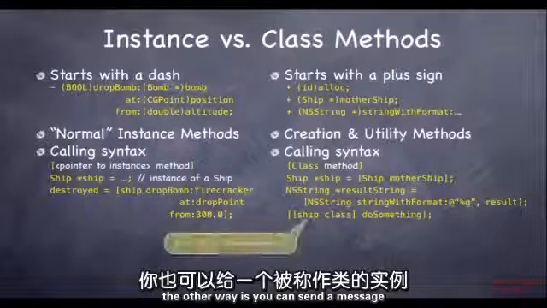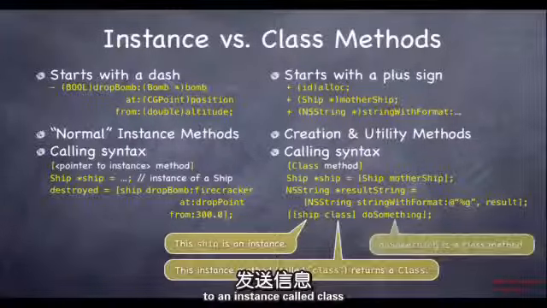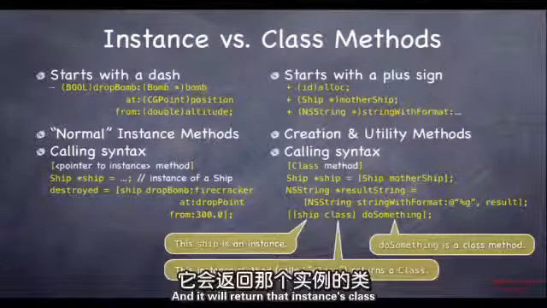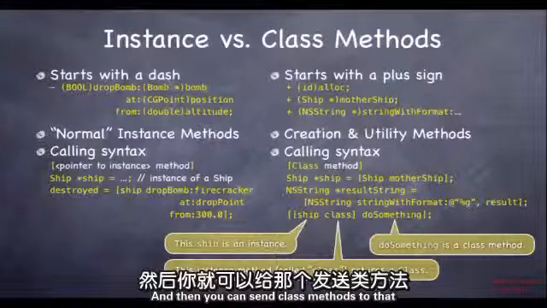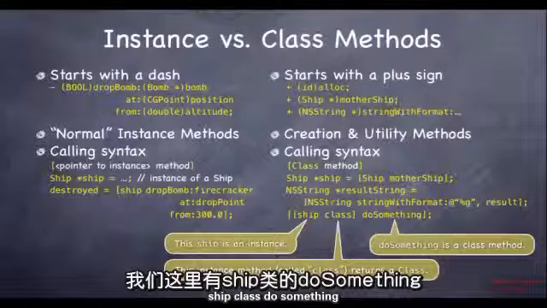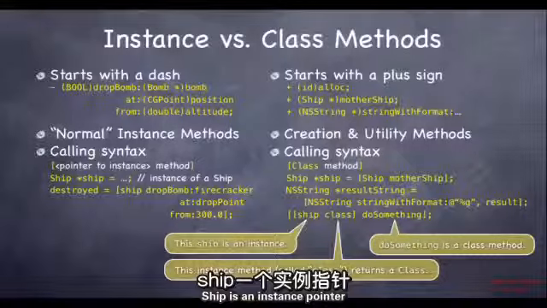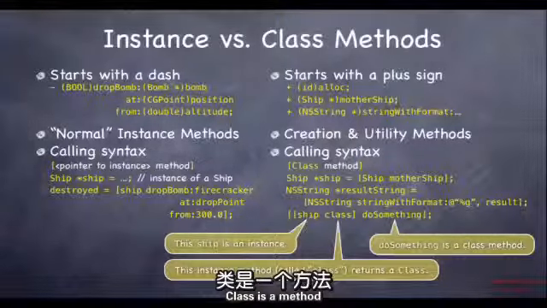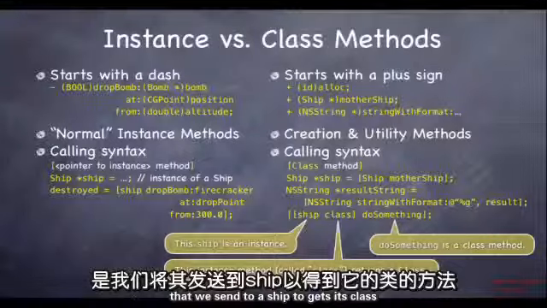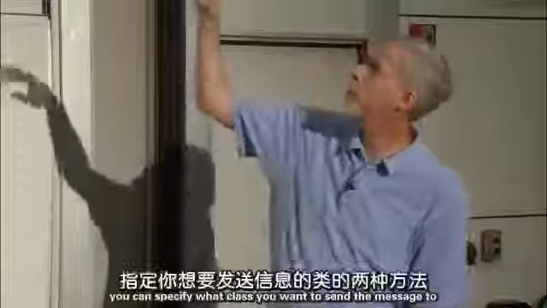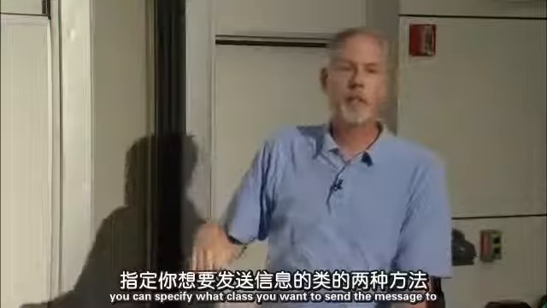The other way is you can send a message to an instance called class. There's a special method that you can send to an instance called class, and it will return that instance's class. And then you can send class methods to that. So for example, here we have [[ship class] doSomething]. So doSomething is a class method. Ship is an instance pointer, a pointer to an instance of a ship. Class is a method we send to the ship to get its class. And then we can send it doSomething. Everyone got that? So those are the two ways you can specify what class you want to send the message to. All right?